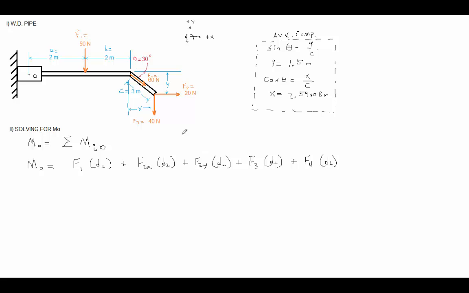Now you may wonder, why am I going to break F2 into its x and y components? Well, this goes back to Varignon's theorem. I could extend F2's line of action up here and make a right triangle with F2's line of action, point O, and this horizontal line. Then I could find the perpendicular distance between that line of action and O using some trig. I don't really want to do that. So instead, I'm going to treat F2 as if it's two forces, F2x and F2y. I'll sketch them here. Here's F2x.